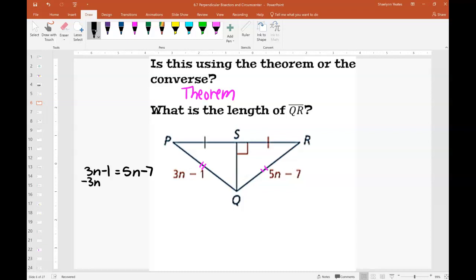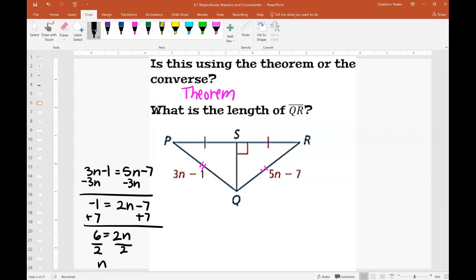I'm just going to subtract 3n from both sides, and I get -1 equals 2n minus 7. I'm going to add 7 to both sides. I get 6 equals 2n. Divide both sides by 2, and I get n equals 3, which is fantastic, except that's not what I want. I want to know the length of QR. So I'm going to go to QR and replace n with 3. So this is going to be 5 times 3 minus 7, which is 15 minus 7, which is 8. So that length is 8.